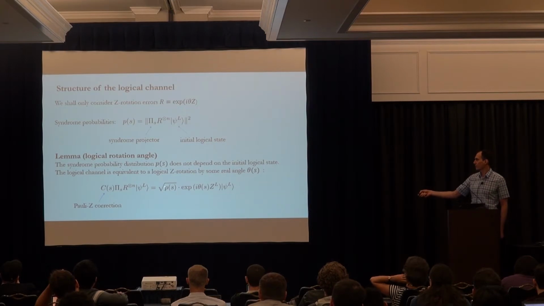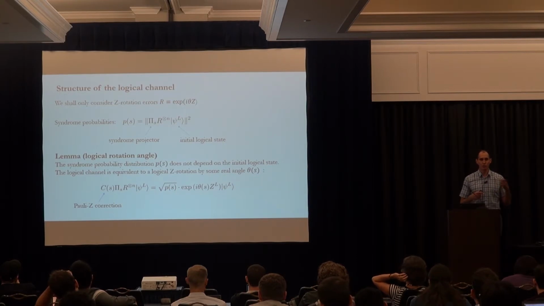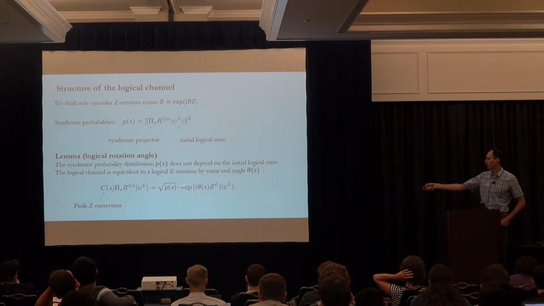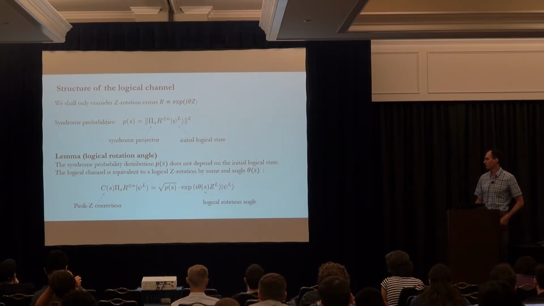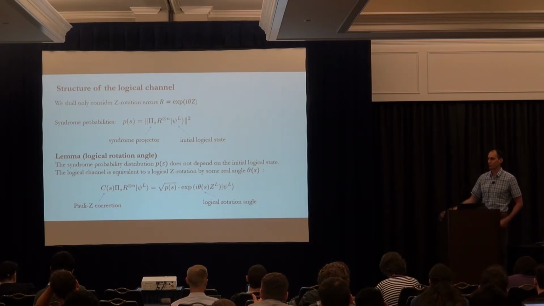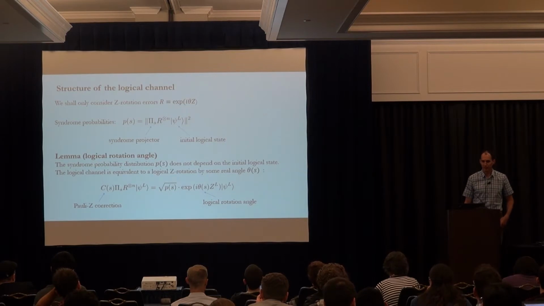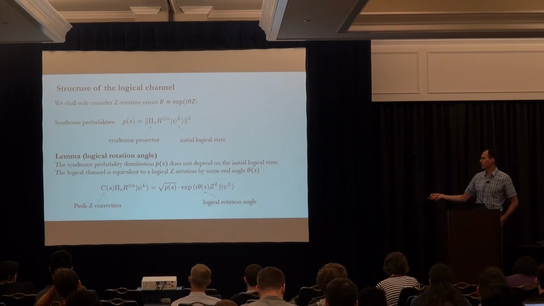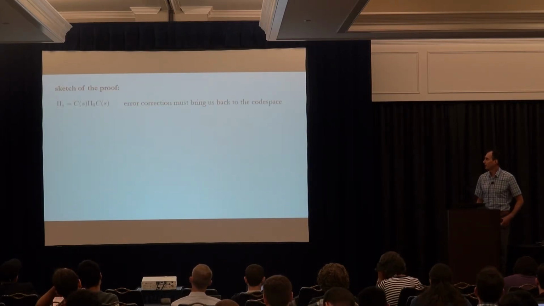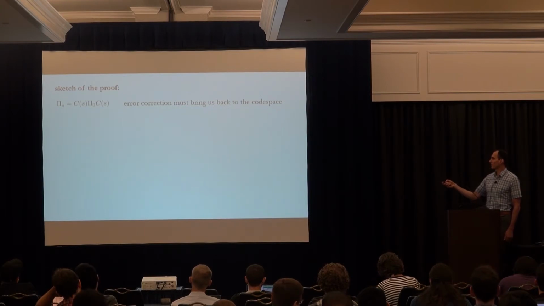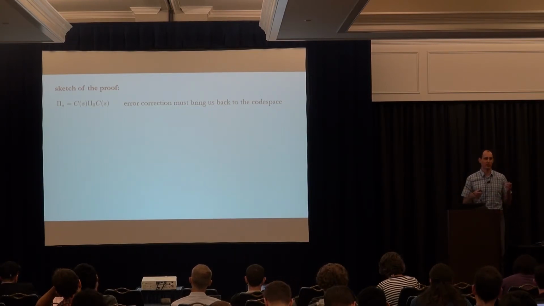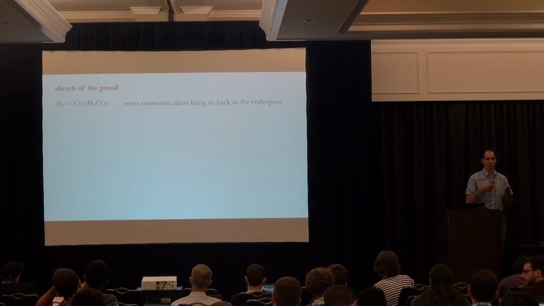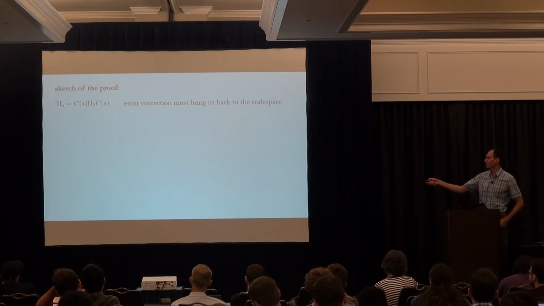Another nice property is that the logical channel conditioned on the syndrome is just a logical Z-rotation by some angle theta that depends on the syndrome. I will refer to this angle theta of S as the logical rotation angle. Now, let me briefly sketch how the proof goes. By definition, our Pauli correction operator must bring us back to the code space. So whatever decoder we use, we must have this property.